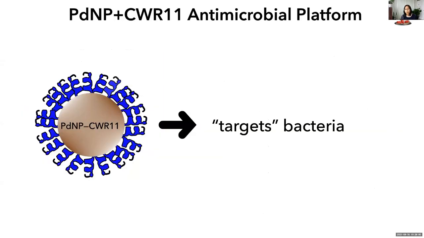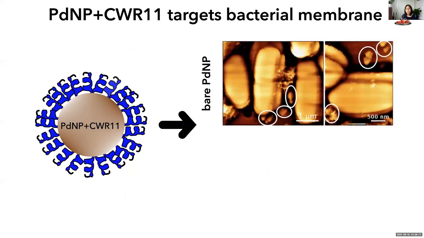The next thing we have to make sure is, can it target bacteria? The way we did it is, first, we incubated bare nanoparticles with bacteria, so no presence of peptide yet. By the way, these are AFM images. So this is your bacteria. What I'd like to draw your attention to is inside the white circles here. What you see here are the nanoparticles or clusters of them. And what this tells you is that for bare nanoparticles, meaning no peptide, you actually see more of these nanoparticles outside the bacteria than on the membrane.